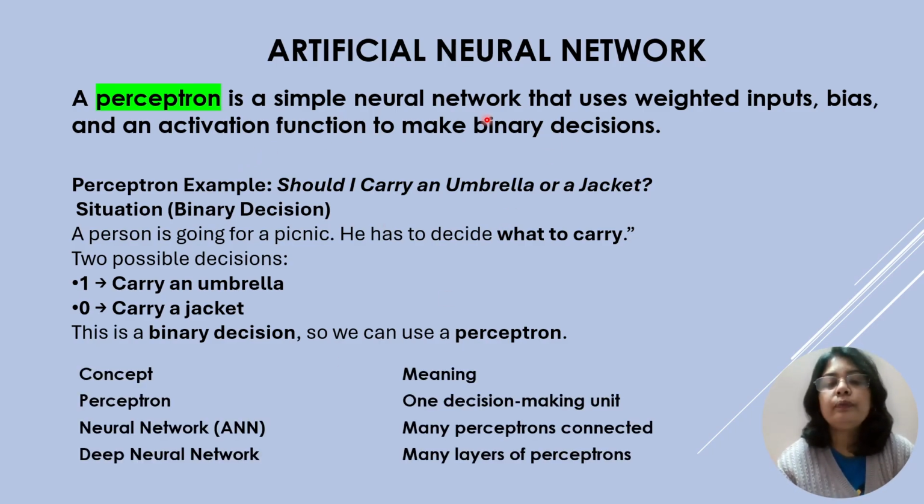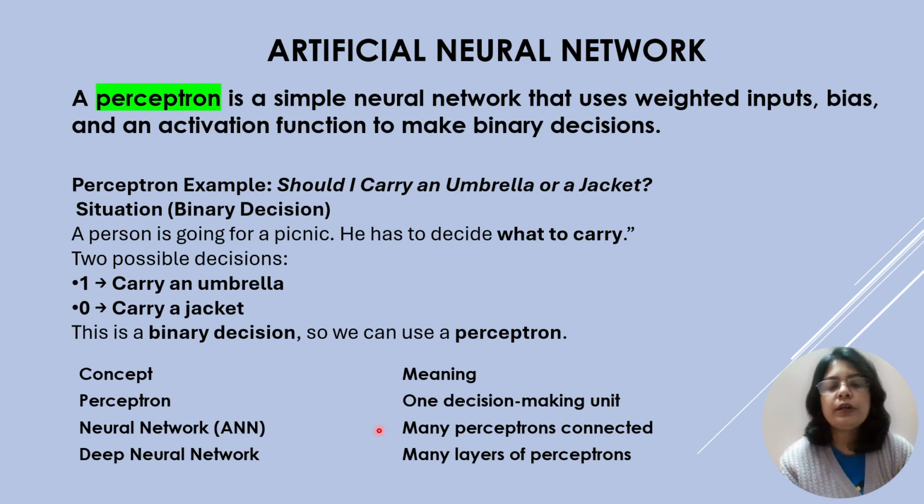So we have to see one working of a perceptron, how the perceptron works. We'll take up this example. I'm going outside. Should I carry an umbrella or a jacket? That has to be decided by my perceptron. It's one node of the neural network which will decide whether I have to carry an umbrella or a jacket. If the answer is 1, it means we have to carry an umbrella. 0 means the opposite, so it takes a binary decision, either 0 or 1.